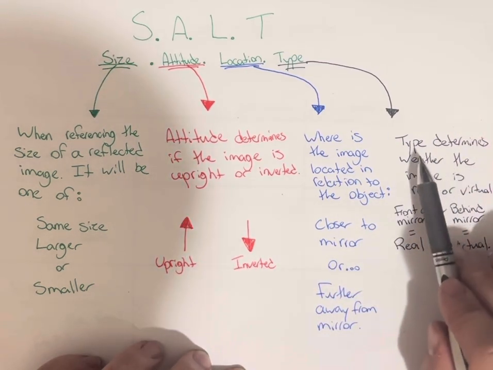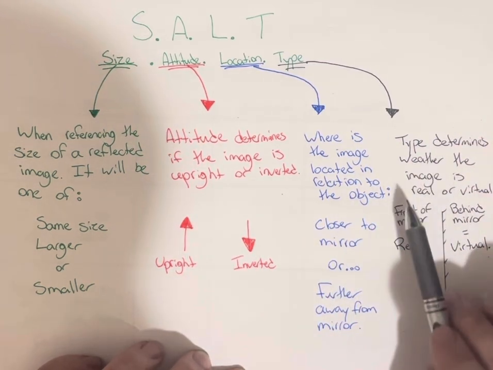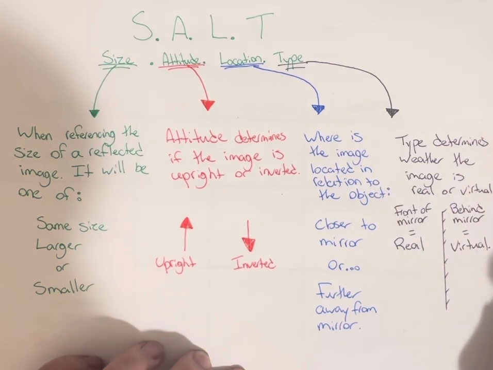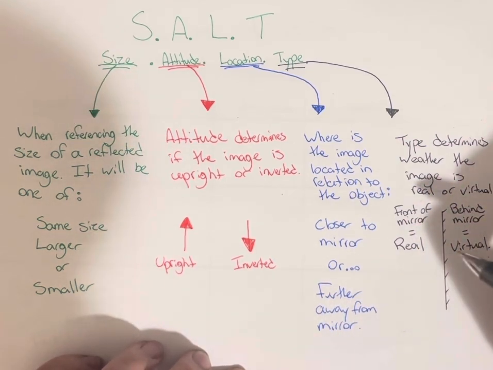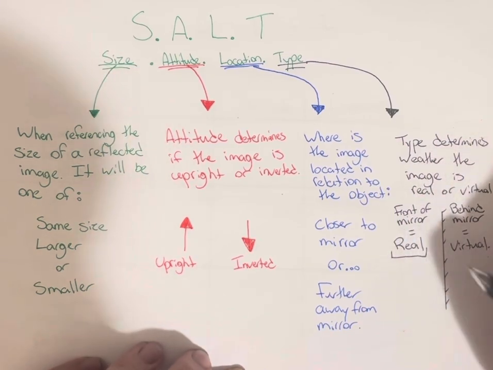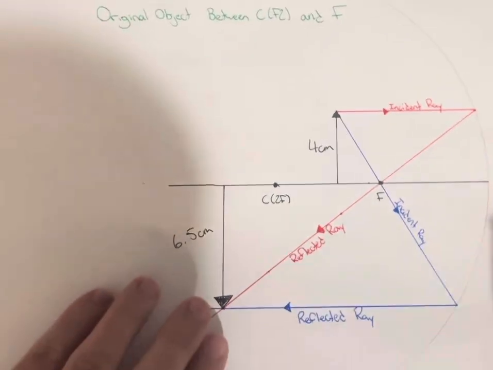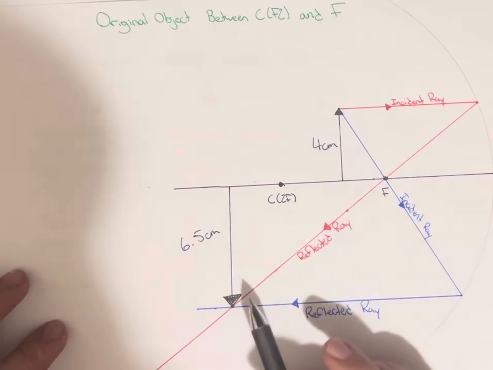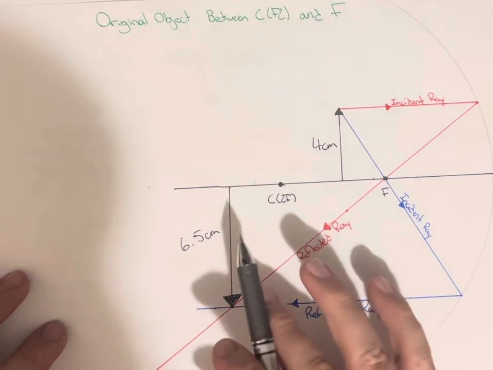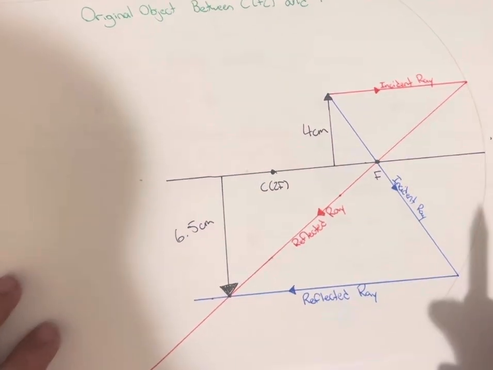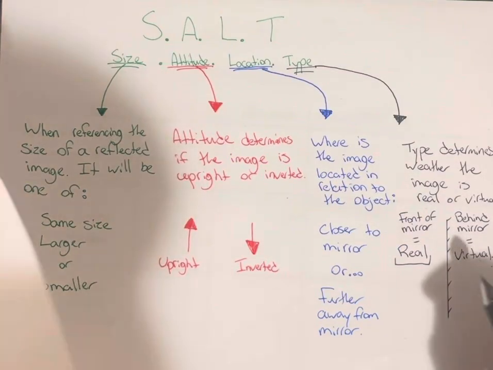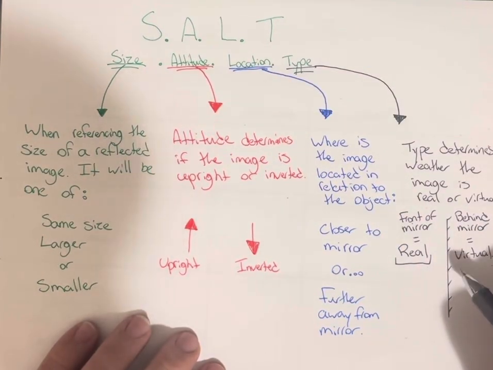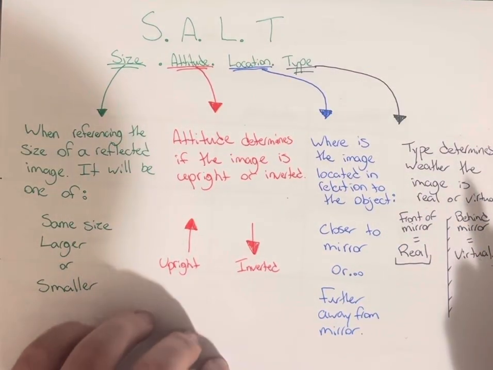And finally, the last one is type. Type determines whether the image is going to be a real or a virtual image. Now you'll notice in our converging lenses or our concave mirrors, in contrast to what we saw with our plane mirrors, these images are going to be real images. If we look here, they are located on the same side of the mirror as the original object was, so that is going to be a real image. It is not going to appear that the image is behind the mirror. So these are all going to be real images. There are not really going to be any virtual images when we're speaking about our concave mirrors.